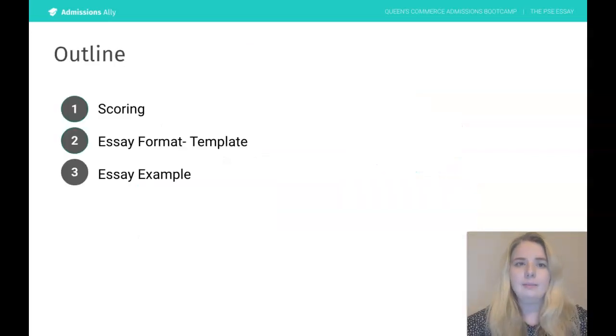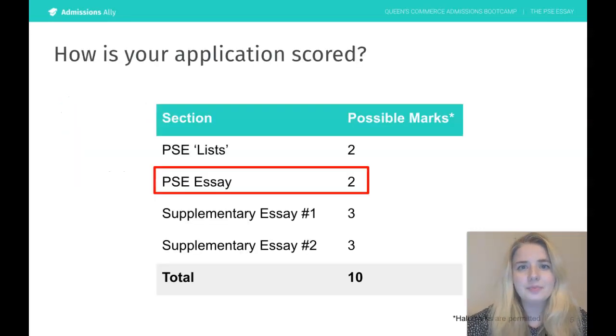Today I'm going to be talking about first the scoring. So let's talk about how exactly Queen's is looking at your essay, the format, and I'll show you a bit of a template which you can use to design your own essay, and then we'll go through a few examples.